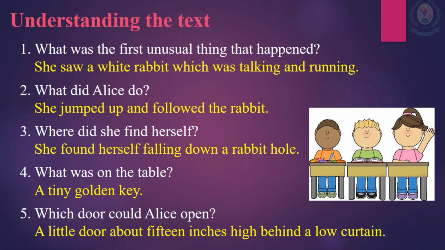Fourth question. What was on the table? She saw a tiny golden key. Last question. Which door could Alice open? She tried to open many doors, but only one little door about 15 inches high behind a low curtain she found she could open.